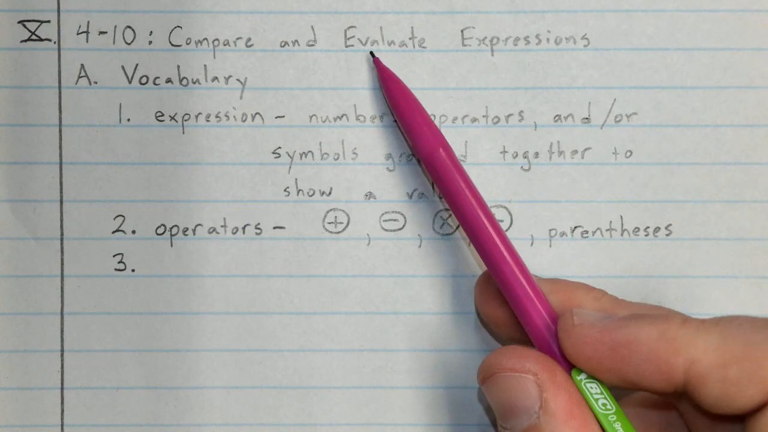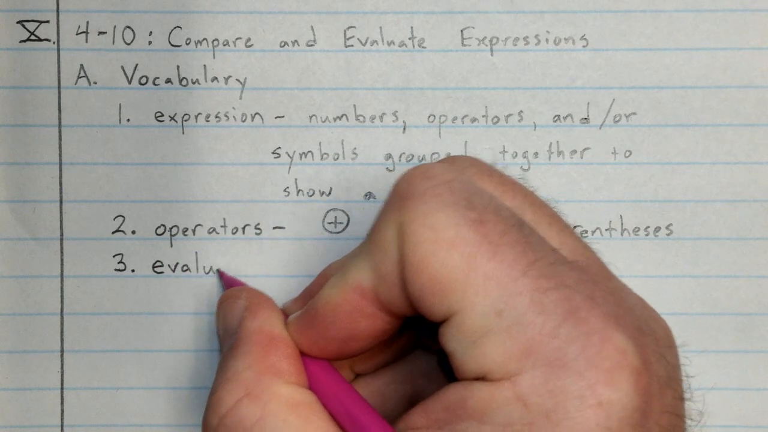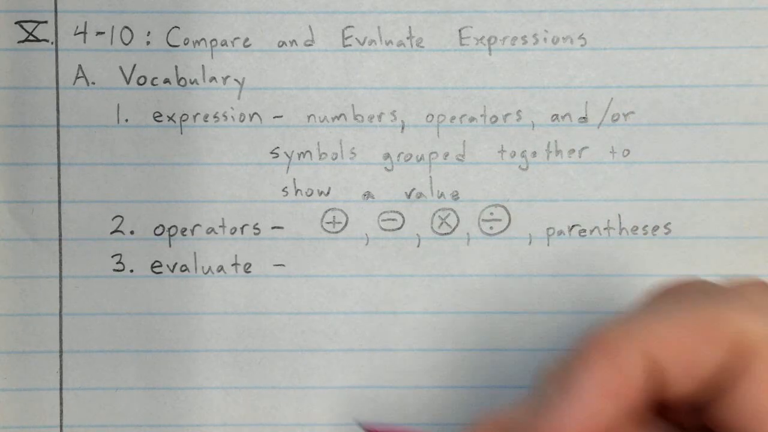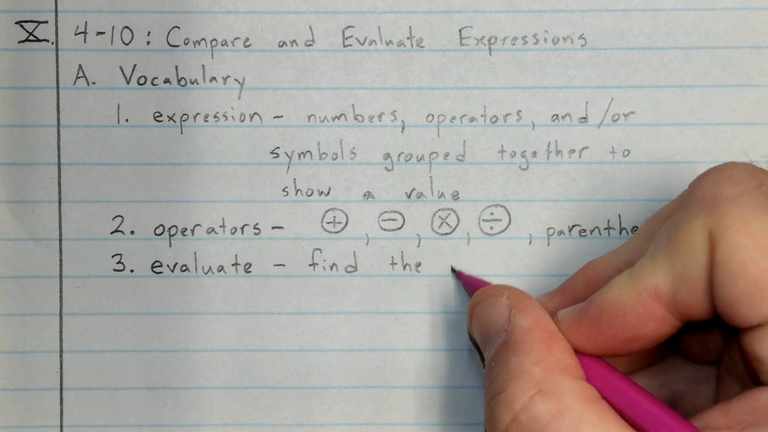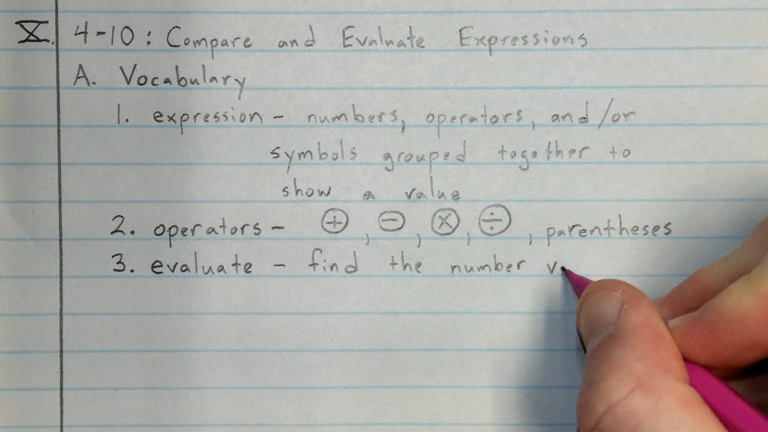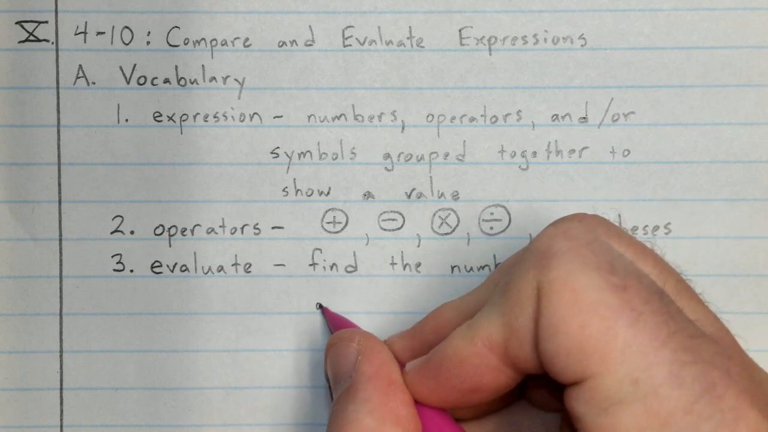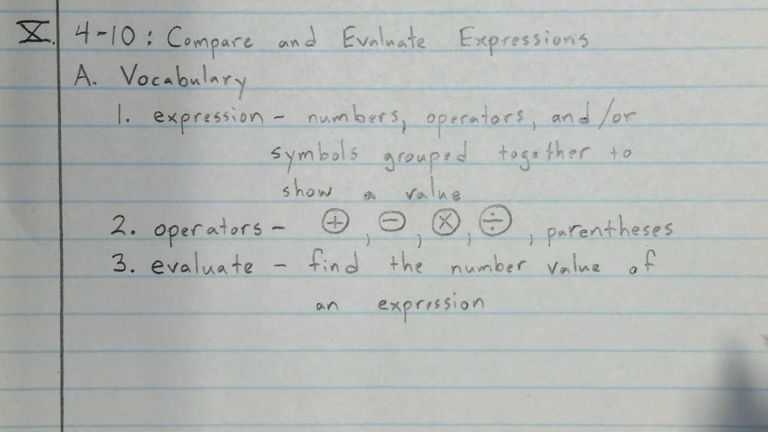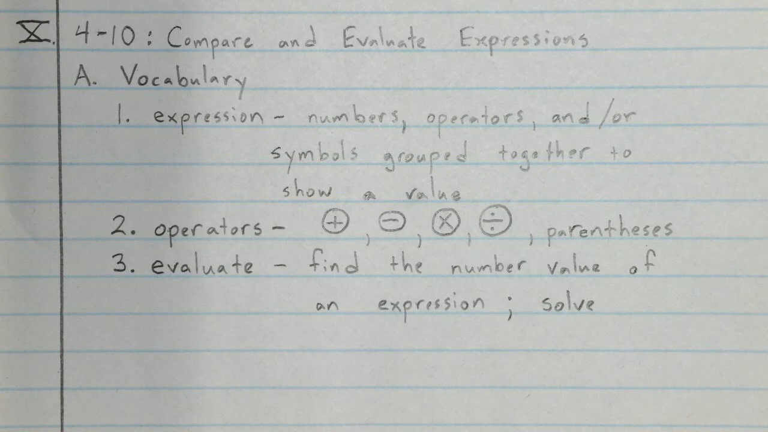And then finally, evaluate. Many of you may know what this means already as well. In math, when we use academic language, the language of the discipline, we say evaluate when really what we mean is solve. But the fancy definition, evaluate means find the number value, there's that word value again, find the number value of an expression. And I'm going to go ahead and write semicolon solve, because evaluate usually means solve.